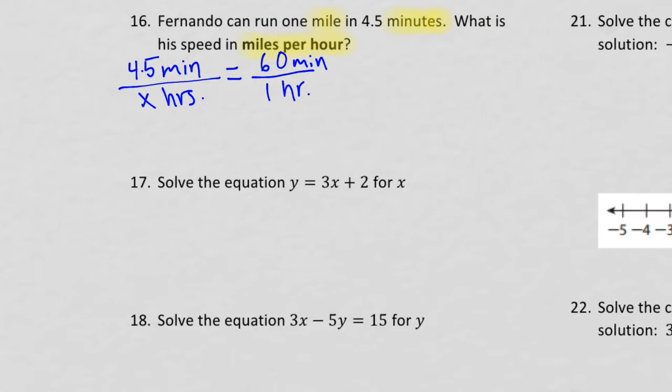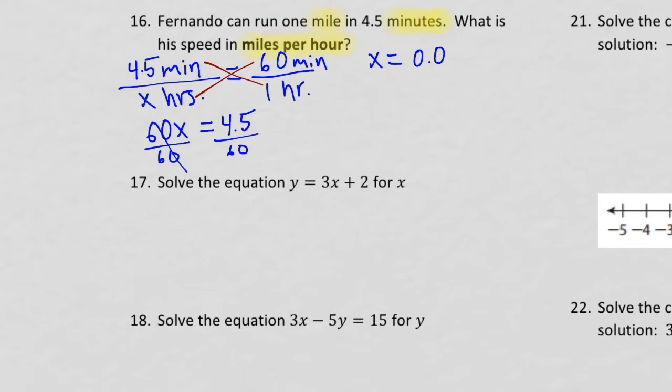We're going to cross multiply to solve. So multiply in this direction. We're going to get 60x, right? x times 60 is 60x. 4.5 times 1 is 4.5. We're going to divide by 60. So x equals 4.5 divided by 60. Calculator says 0.075. Remember, this is hours, right?